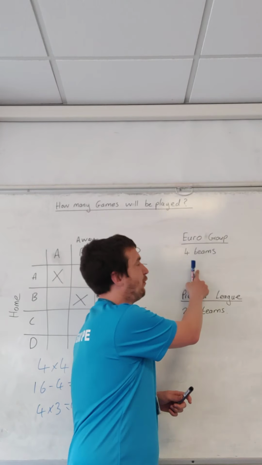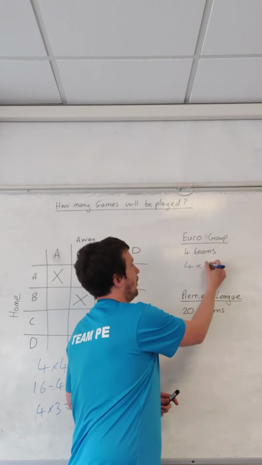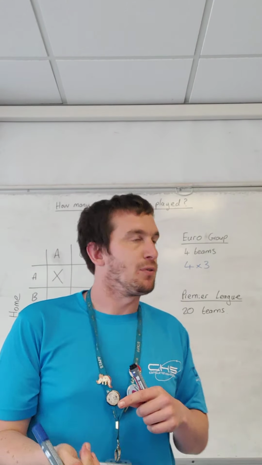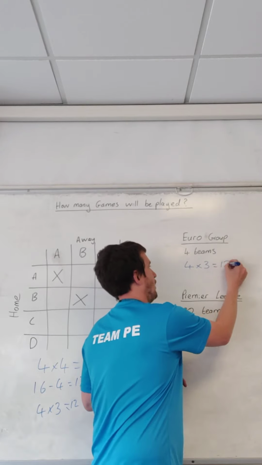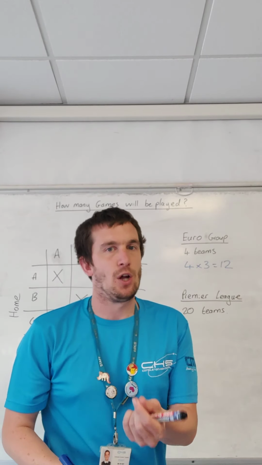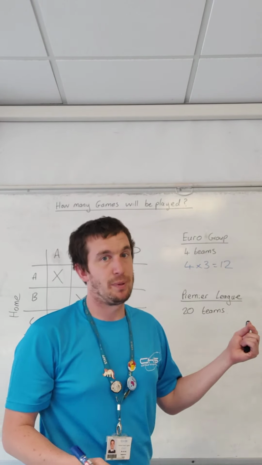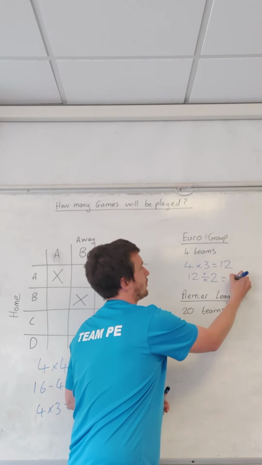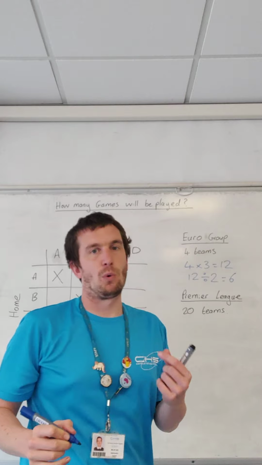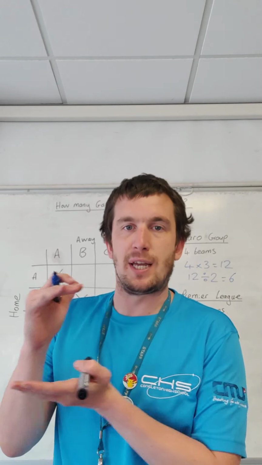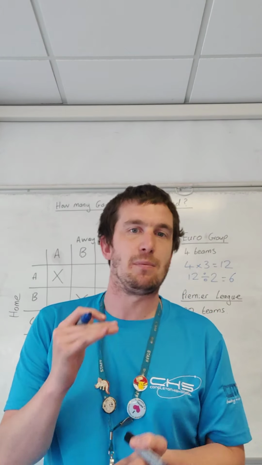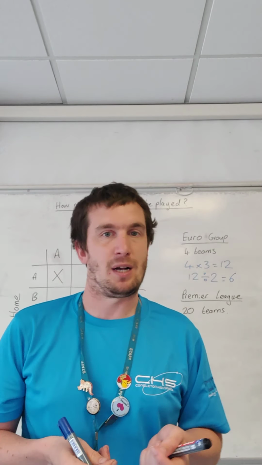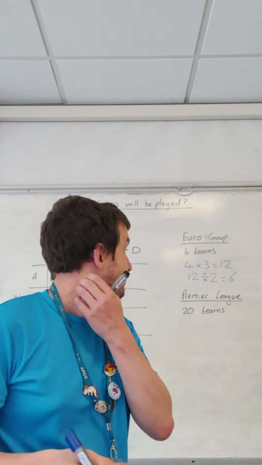So in the Euros, we've got 4 teams. We multiply that by 1 less than that number because they can't play themselves. But they're not playing home and away, and if they were, it would be that. But it's not, so we need to divide that by 2. And we get 6. So in each group stage of the Euros, there will be 6 games in total. Each team needs to play 3 games, as it happens, against the opposition.